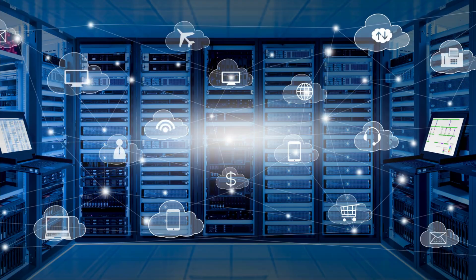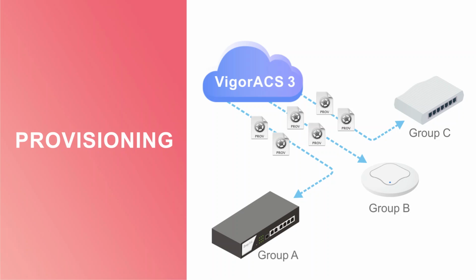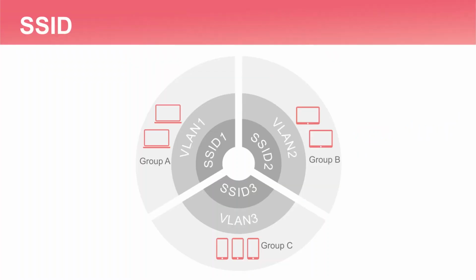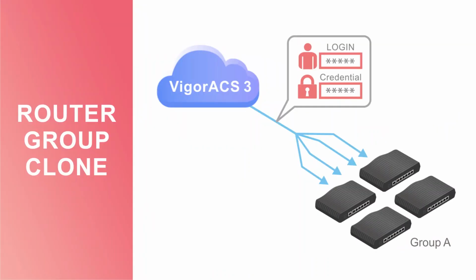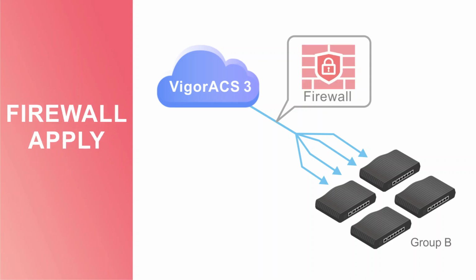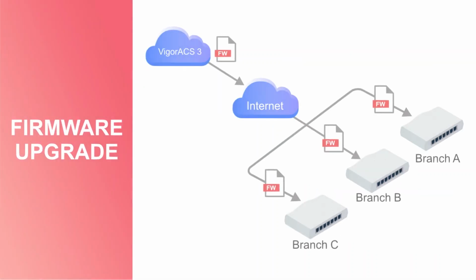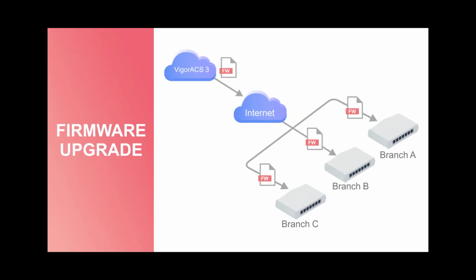VigorACS3 provides you with 7 features, including: first, the provisioning. You can group cloning or differentiate provision to your network, group, and clients. For example, you can clone login credentials or firewall rules to your selected group. Furthermore, you can do the firmware upgrade or profile apply to all the CPEs simultaneously.